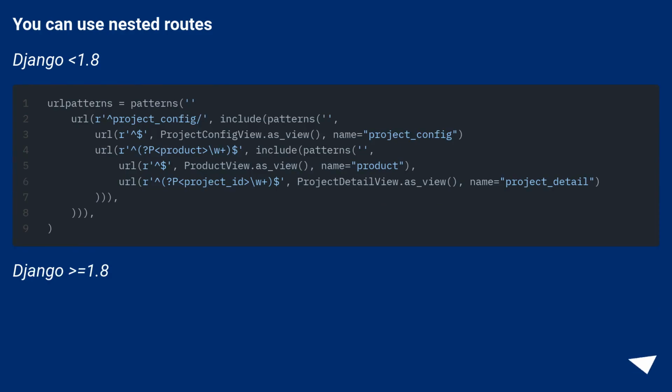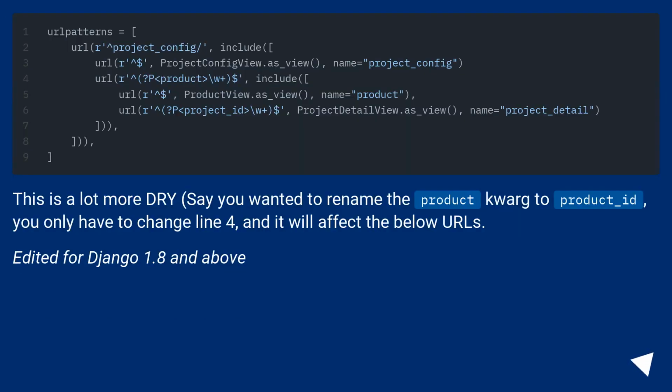You can use nested routes. Django 1.8. Django equals 1.8. This is a lot more DRY. Say you wanted to rename the product kwarg to product_id, you only have to change line 4, and it will affect the below URLs. Edited for Django 1.8 and above.